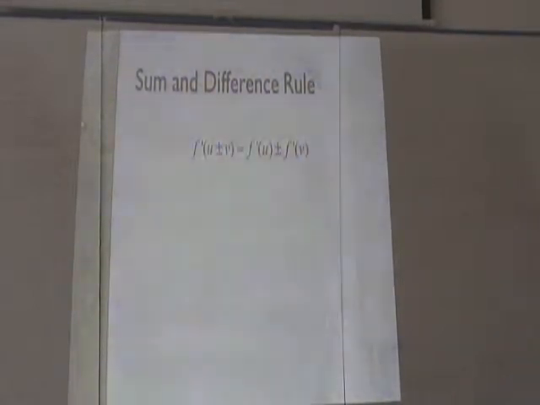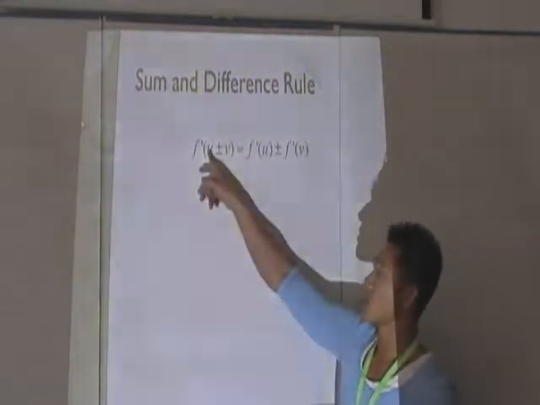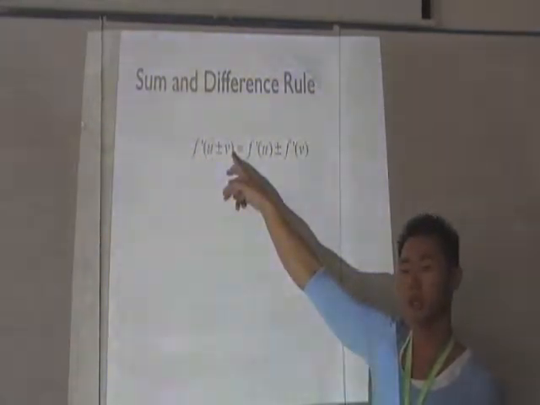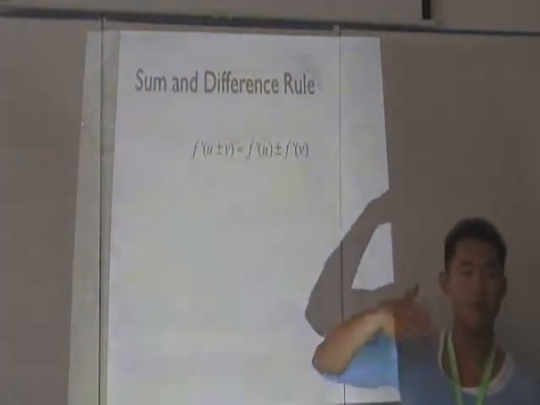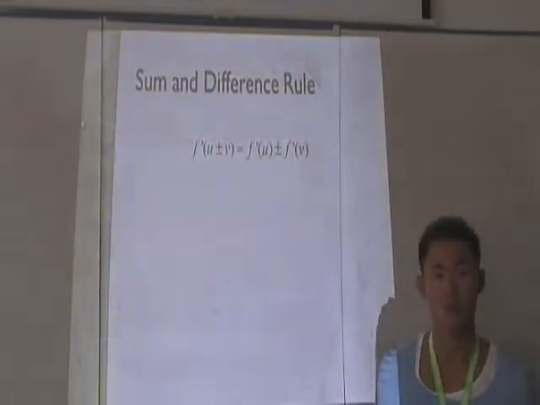Okay, the sum and difference rule. So I'm going to show you 3 rules and we'll look at an example. So if you're taking the derivative of something plus something else, it's really just the derivative of u plus the derivative of v, or minus, whatever it is.